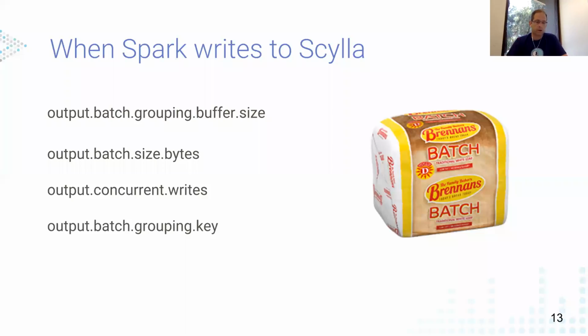The next thing we're going to talk about is the output batch grouping key, which defines how the connector groups the batches. Remember, we spoke about the default on batches, that the requirement is to have the same partition for all those batches.